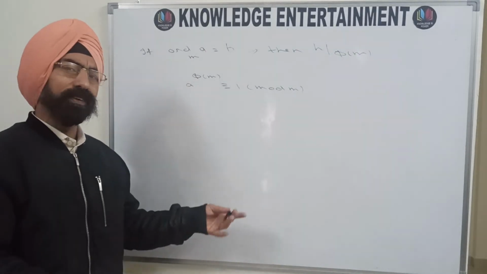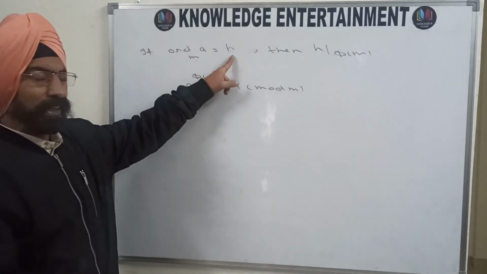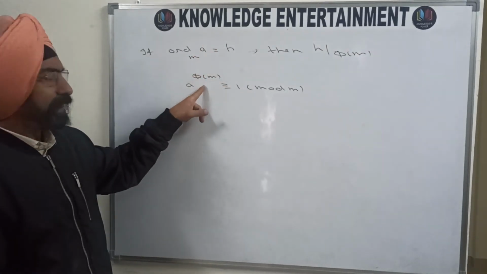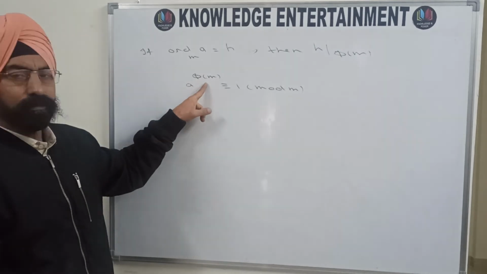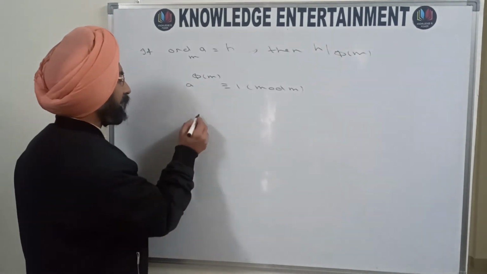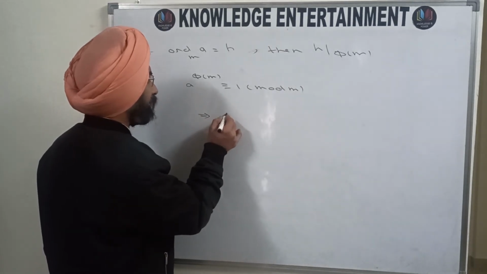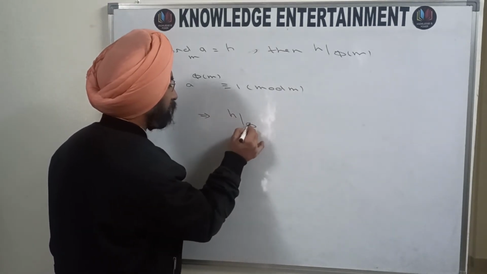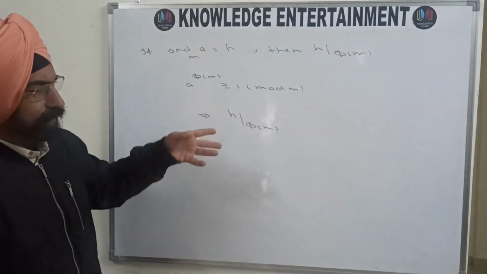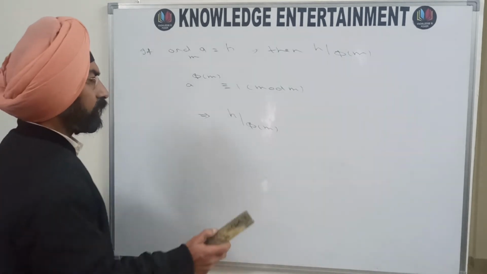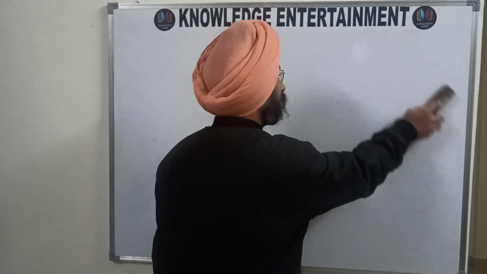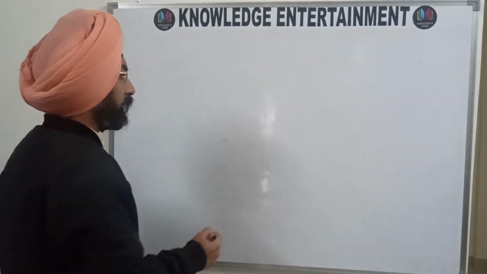Right, in the previous theorem we have proved that if this is given and A power k is congruent to 1 modulo m, then H divides k. Here phi m plays the role of k. By the previous theorem, directly we can say that this means H divides phi m. Using the previous theorem, it is directly obtained. So this is a corollary of the previous theorem, and now we will move on to another theorem.